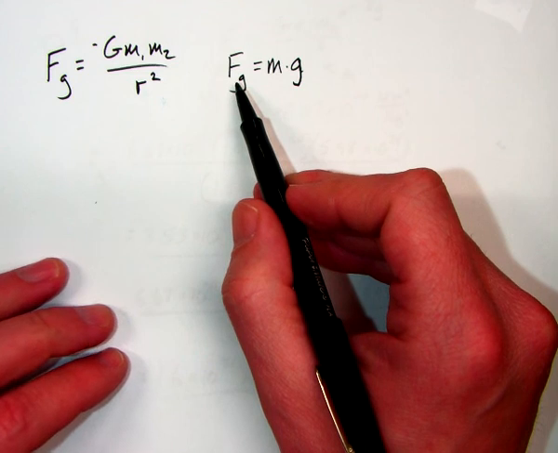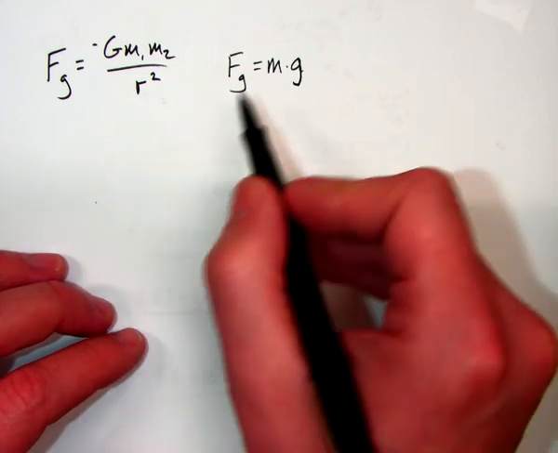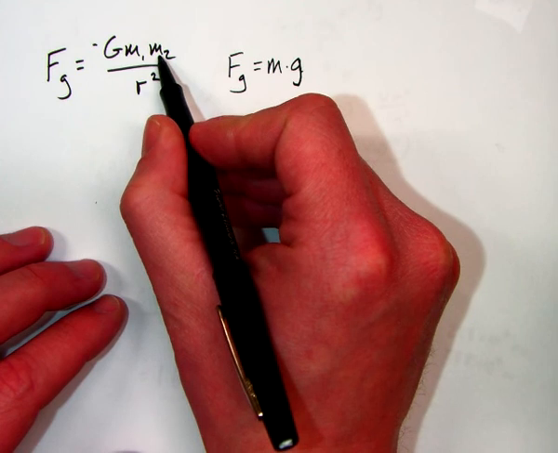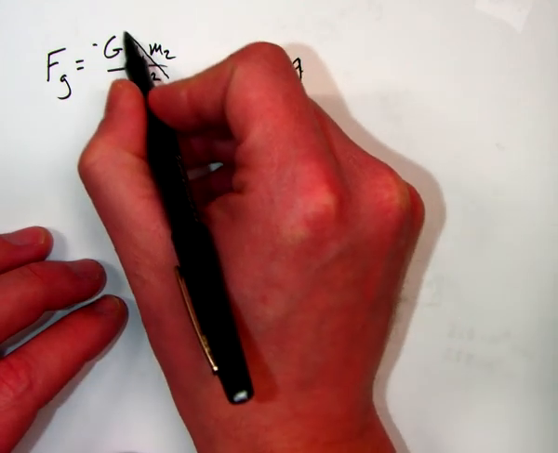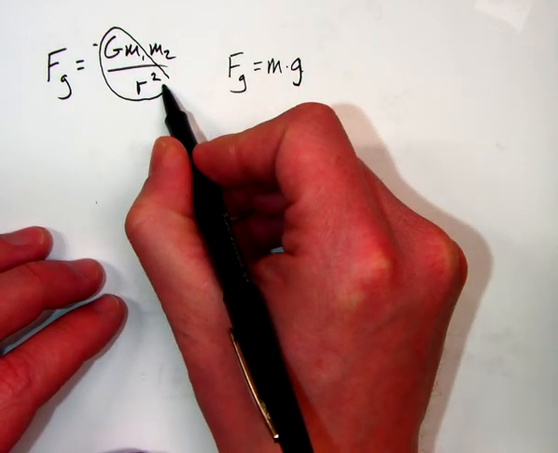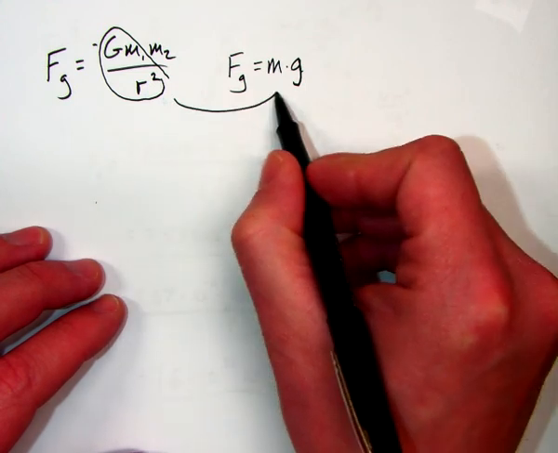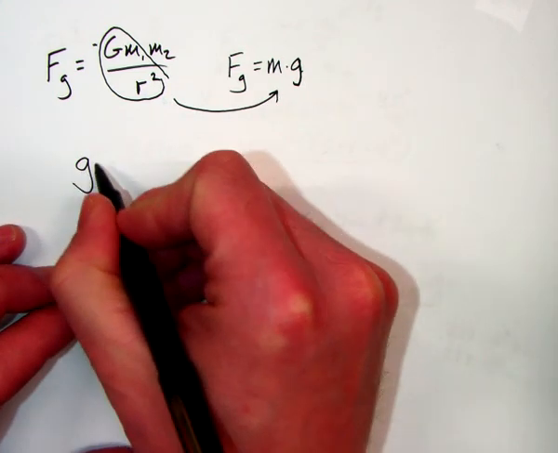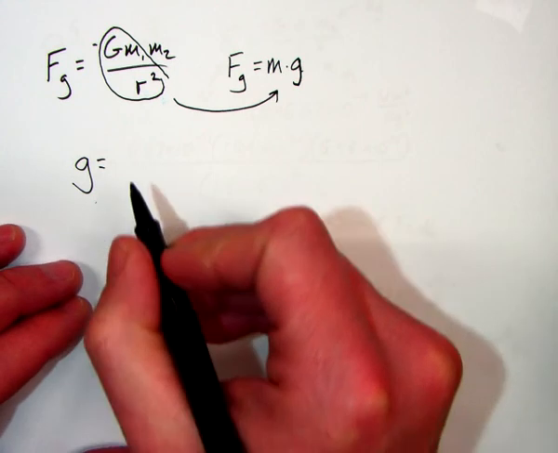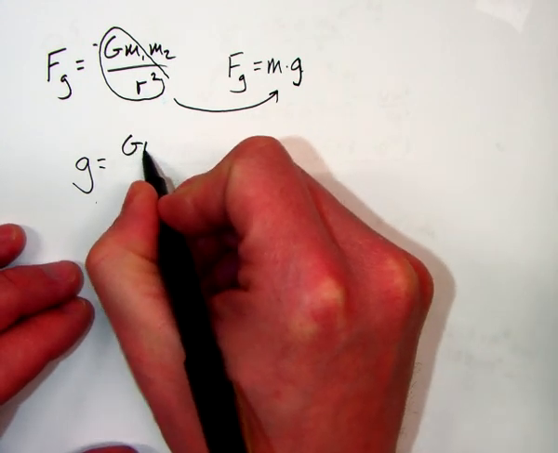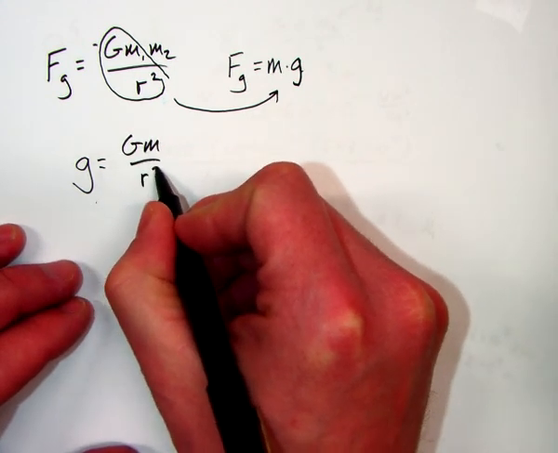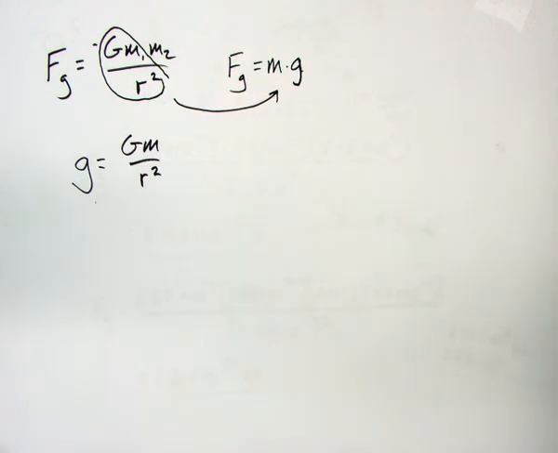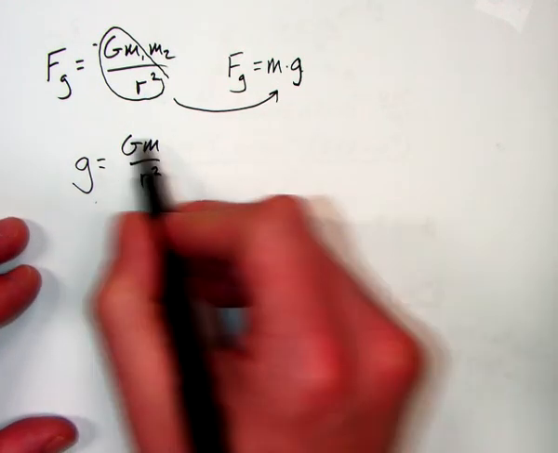Well, if that's true, then this mass, if this is the mass of the object attracted to Earth, maybe I call that the second mass, then this stuff must equal this guy. So I get a new expression. Little g, gravitational acceleration, is G M over r squared. Almost the same, but without the mass of the object being attracted. So, this gives us a universal expression.